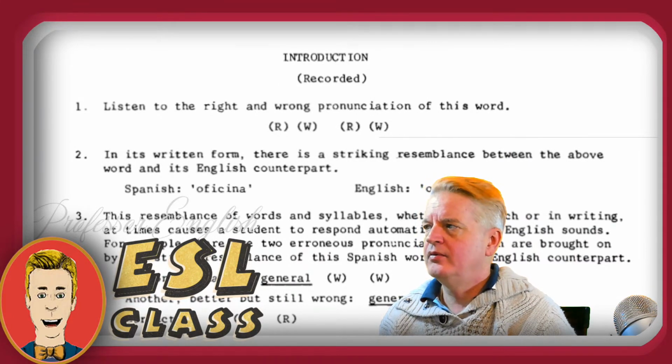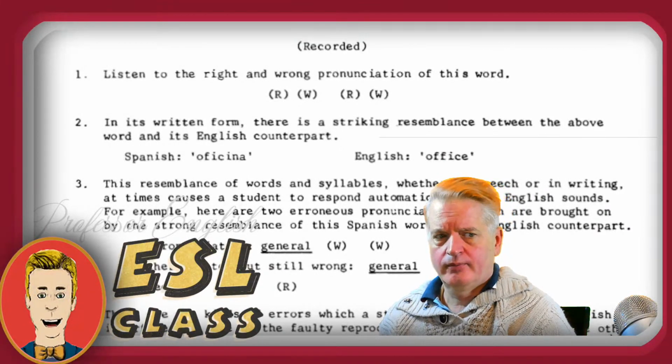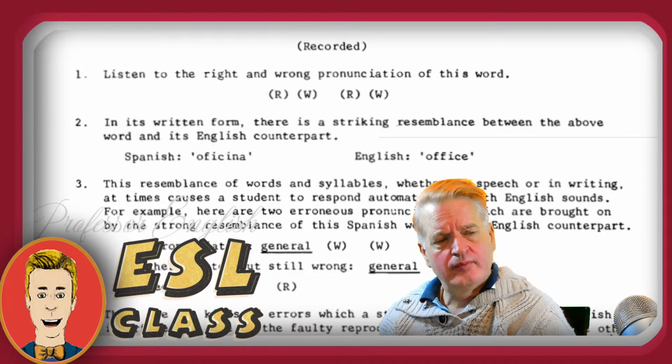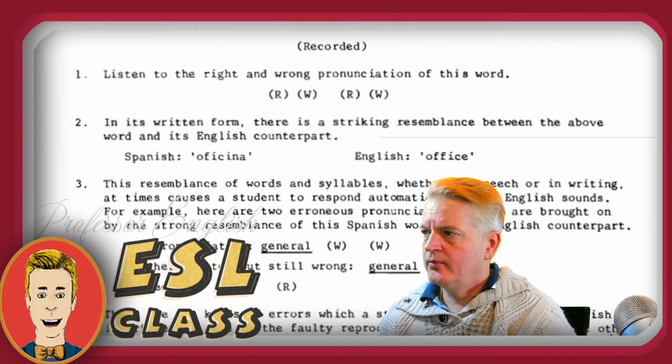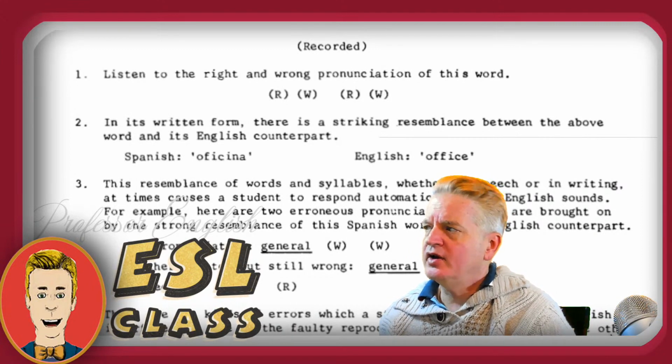Introduction. Number 1. Listen to the right and wrong pronunciation of this word. Oficina. Oficina. Number 2.